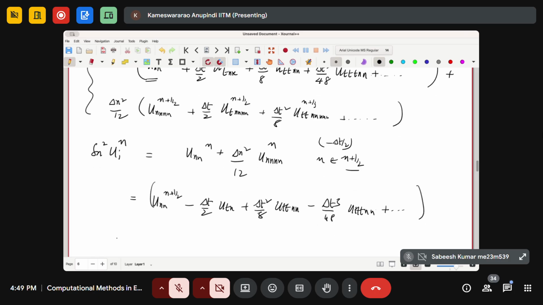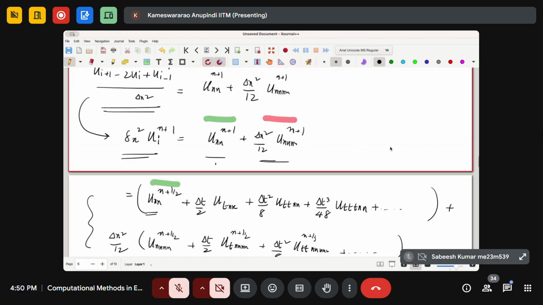And then you have plus delta x square by 12 times u 4x n plus half minus delta t by 2 u t 4x n plus half plus delta t squared by 8 u tt 4x n plus half and so on, right? That's what we have.